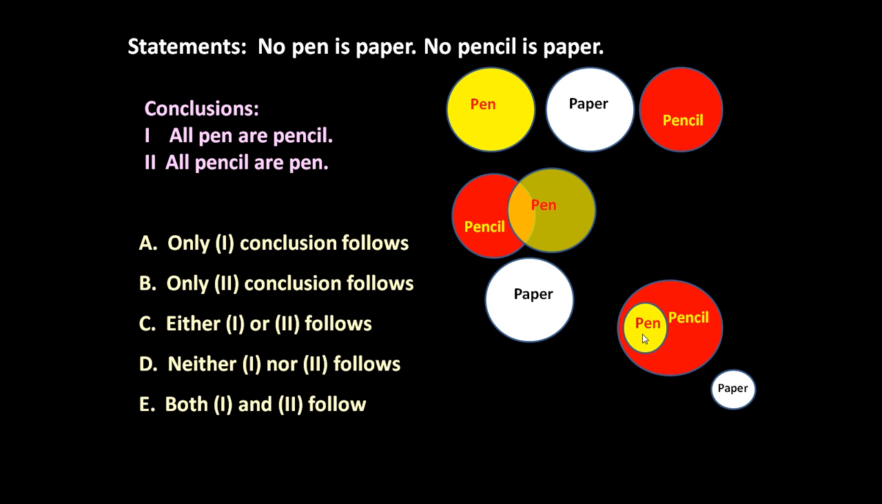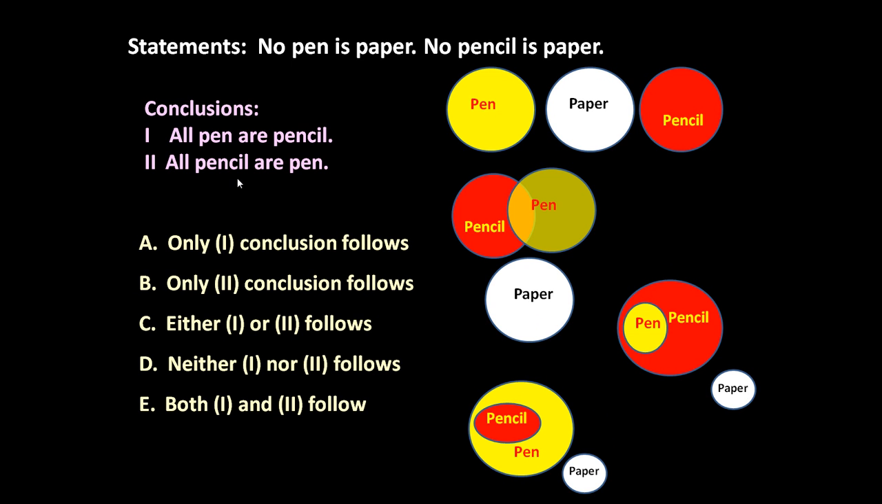Here if you see, no pen is paper, no pencil is paper. So it may also be that all pen may be pencil. One more format is possible: all pencil are pen, but no pen is paper, no pencil is paper. So four different combinations are possible from the given two statements. Figure 1, 2, third representation, fourth representation, any one will follow.